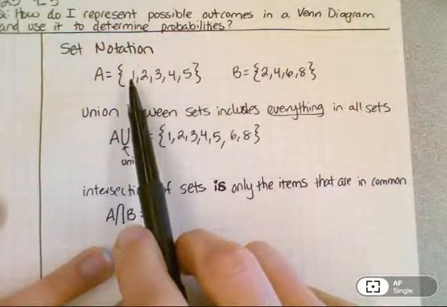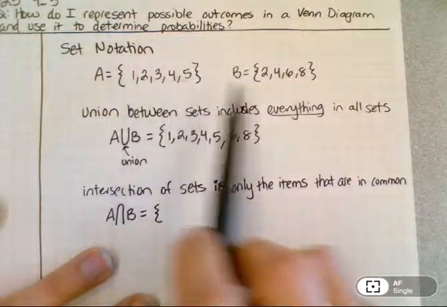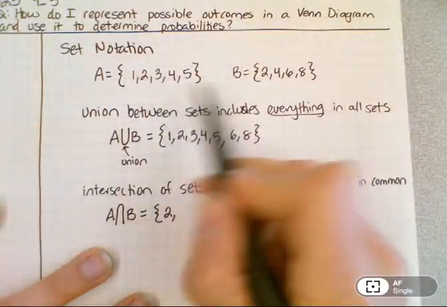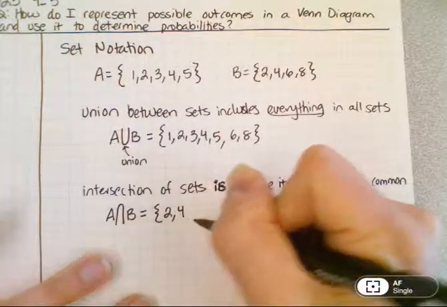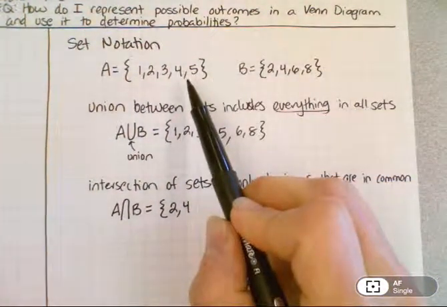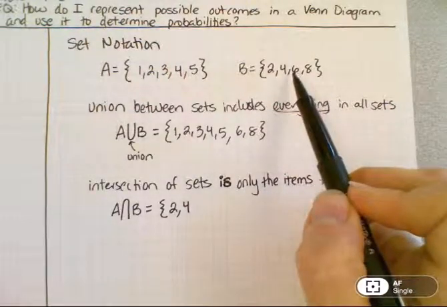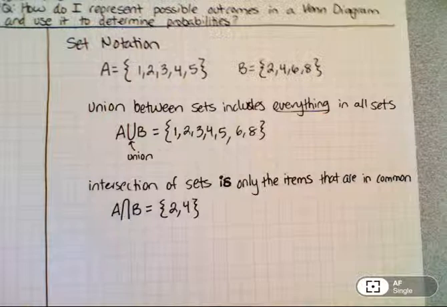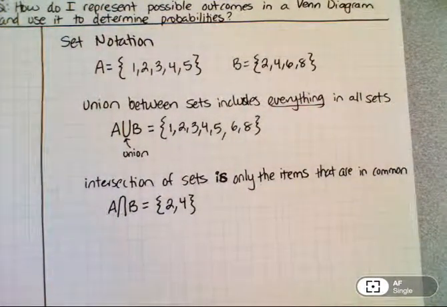1 is only in set A, but 2 is in both sets. 3 is only in set A, 4 is in both sets. 5 is only in set A, 6 is only in set B, and 8 is only in set B. So the only items that are in the intersection are 2 and 4.